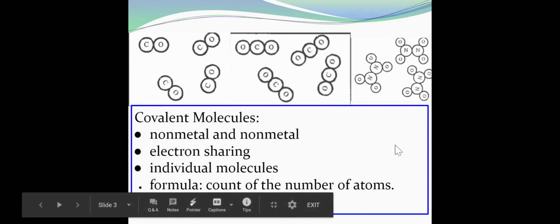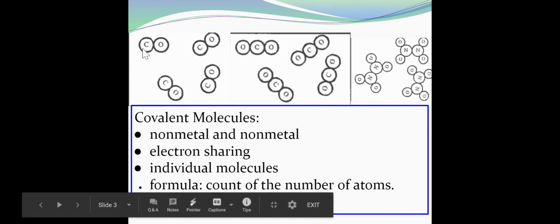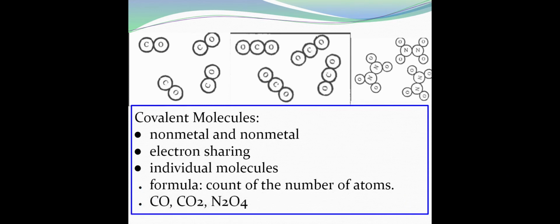When we write the formula, what we need to do is count the number of atoms. This is one carbon, one oxygen, so we're going to write a C and an O. The second one is one carbon, two oxygens, so we're going to write CO2. And the last one, there are two nitrogen and four oxygens in the molecule. We just write N2O4. Okay, that's how we write the formula. It's way easier compared to the crisscross method, right? You just count the numbers and write it down.